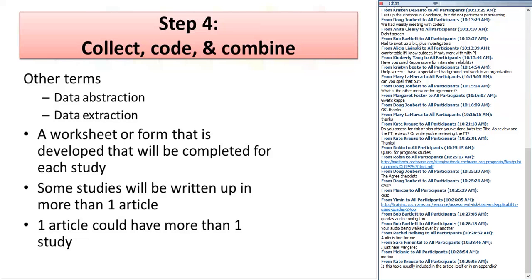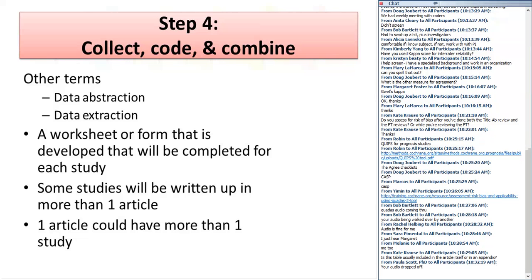Coding data has lots of different terms. Sometimes people call it data abstraction, data extraction, lots of different terms. The main idea is that for each study, they need to create a worksheet that they're going to fill out for each one. And that's the easiest way that has worked in describing this to researchers.